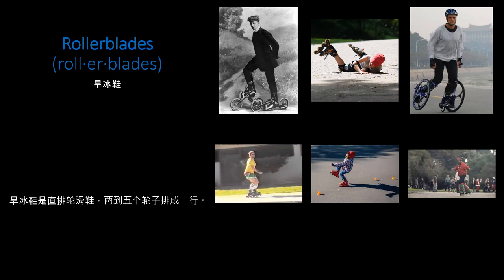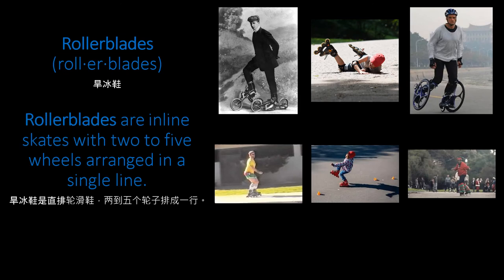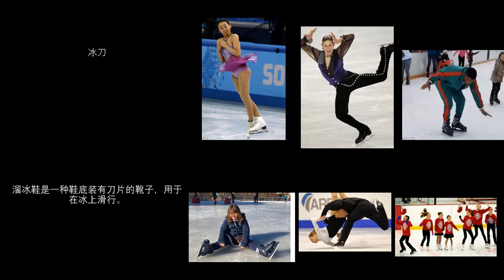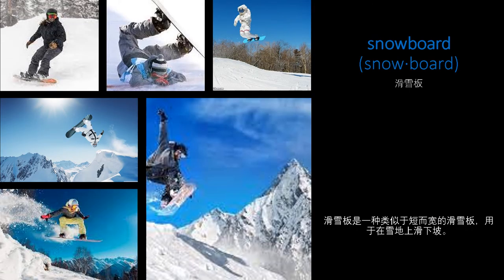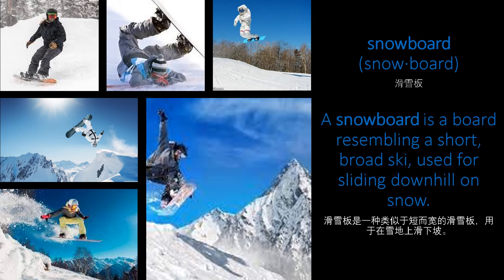Rollerblades. Rollerblades are inline skates with two to five wheels arranged in a single line. Ice skates. Ice skates are boots made with a blade attached to the bottom, used for skating on ice. Snowboard. A snowboard is a board resembling a short, broad ski used for sliding downhill on snow.